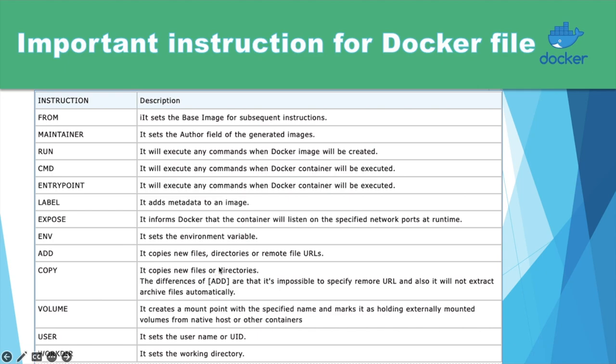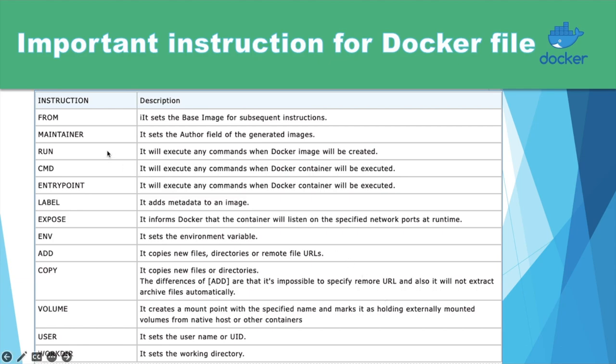Here are some important instructions for a Dockerfile. When we write a Dockerfile, we will use all these instructions. FROM sets the base image for subsequent instructions. For example, if you are using Ubuntu, then FROM ubuntu:latest, so it will download the latest one. So FROM basically sets the base image. When you create an image, it sets the base image, and then on top of that you can create other images. I will show you here.